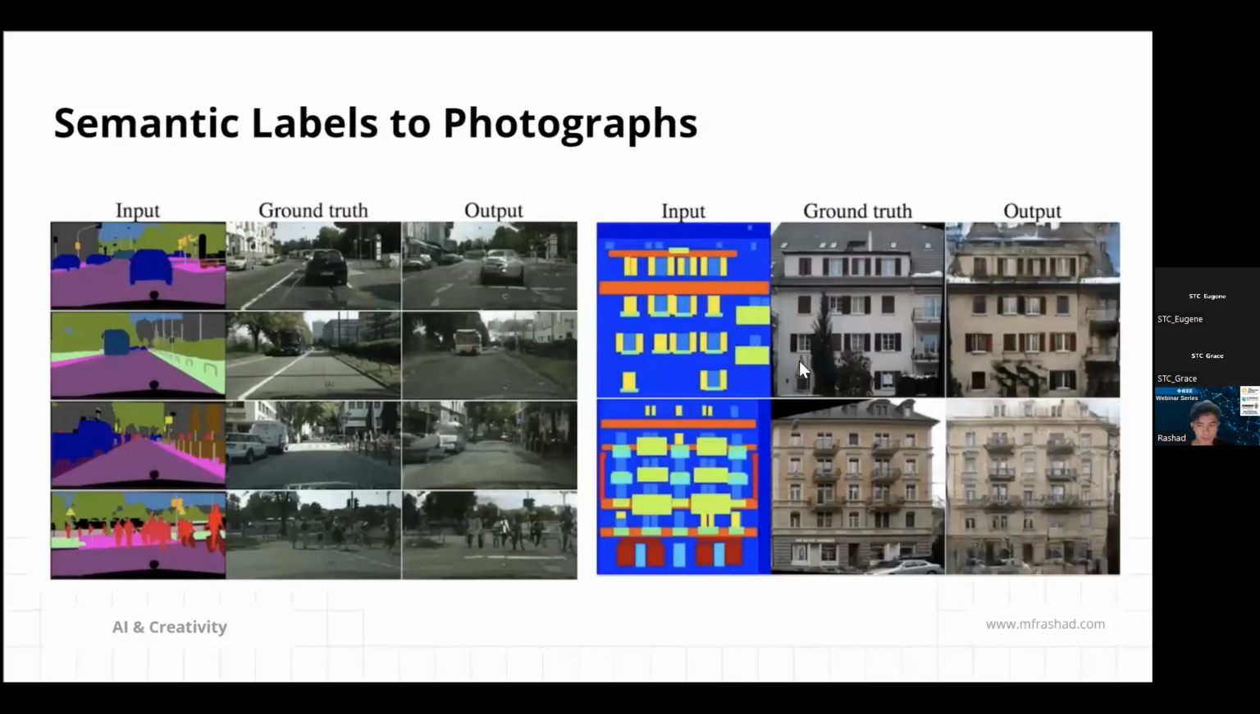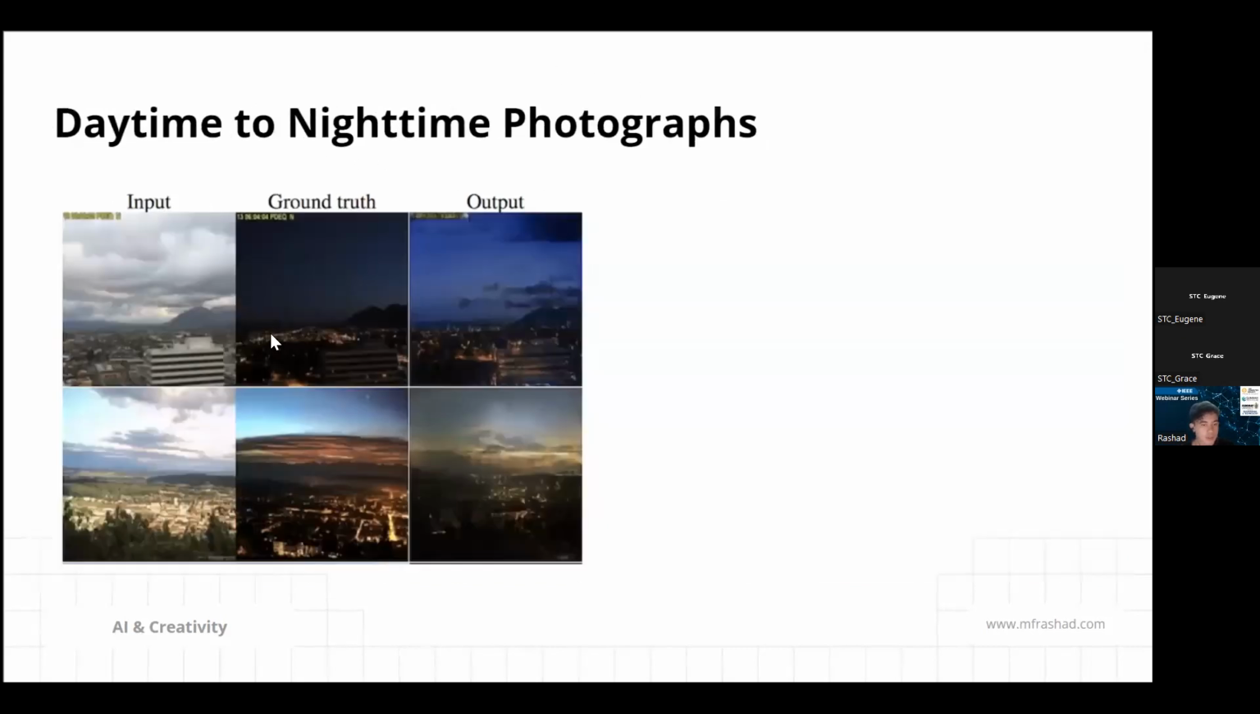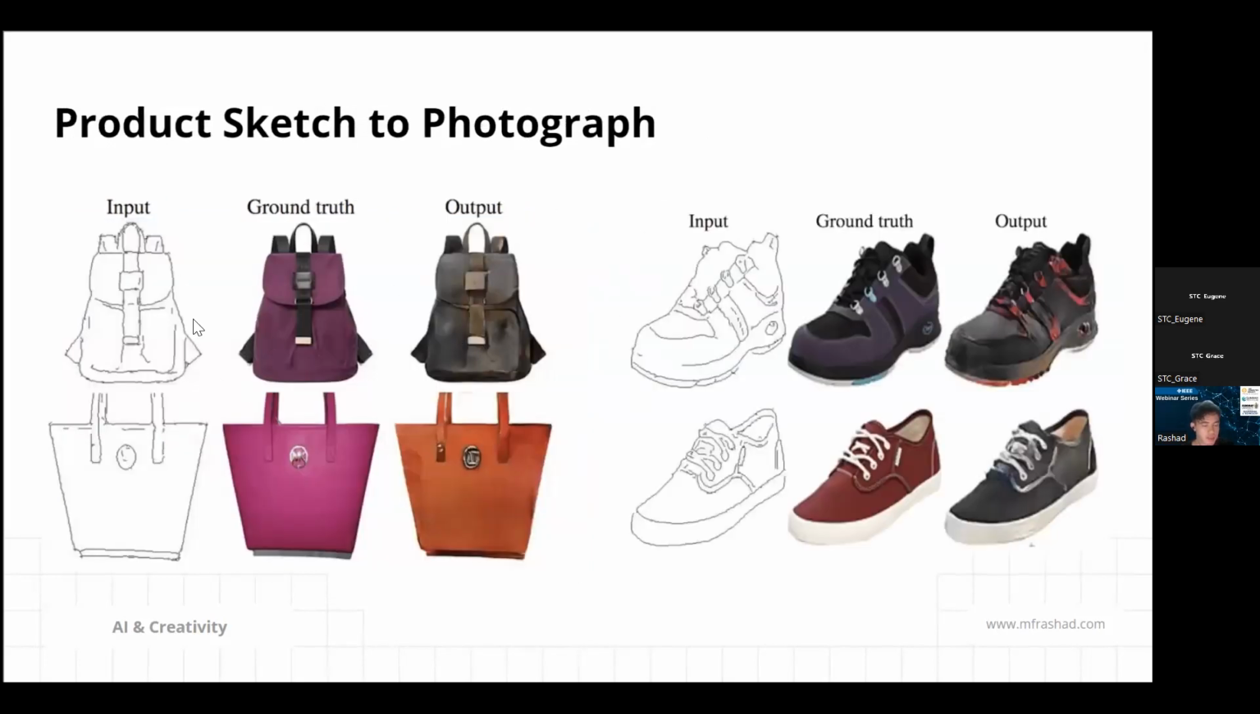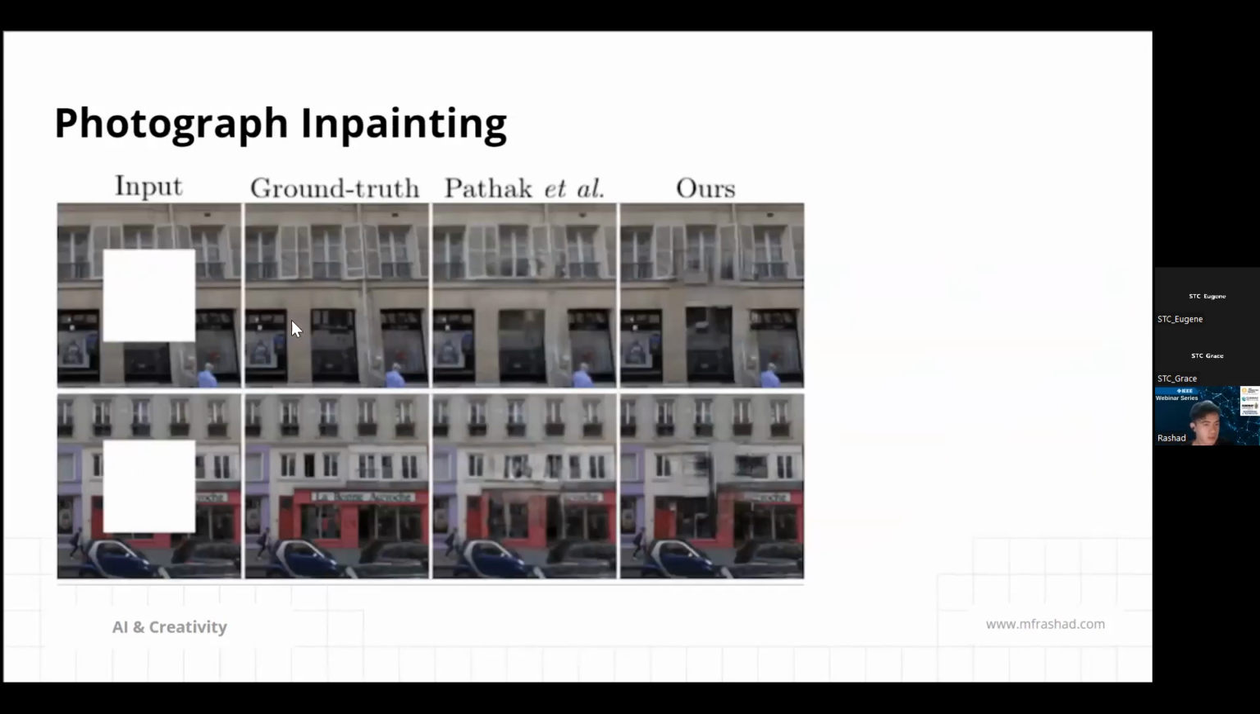Yeah, this is converting setting labels to photographs. This is converting the time of day. I think now in Photoshop you already have these features, right? You can replace the sky, convert to nighttime. And this is from drawing to design. So this is very useful for designs actually.